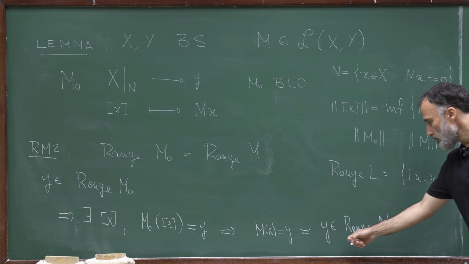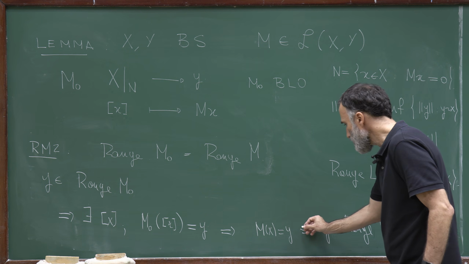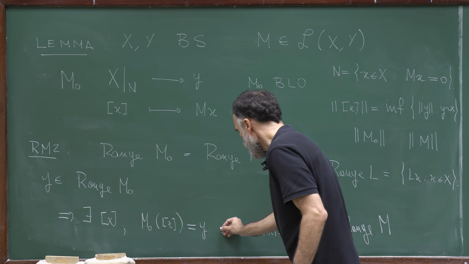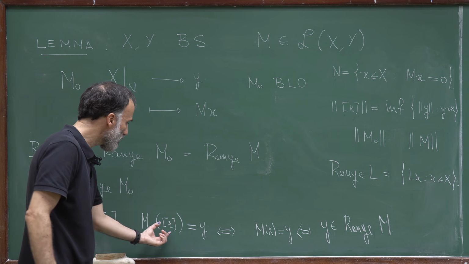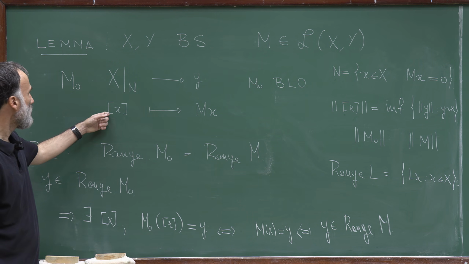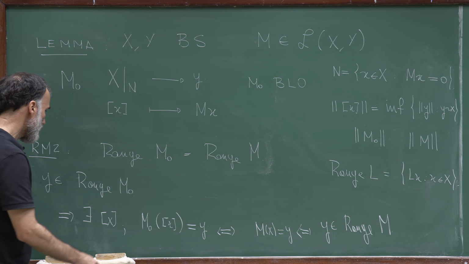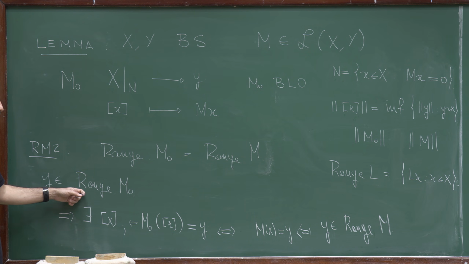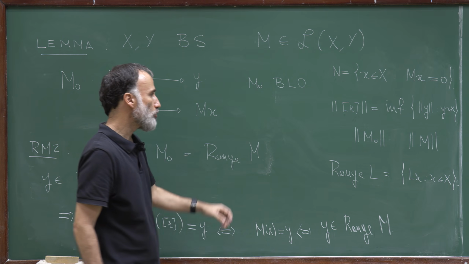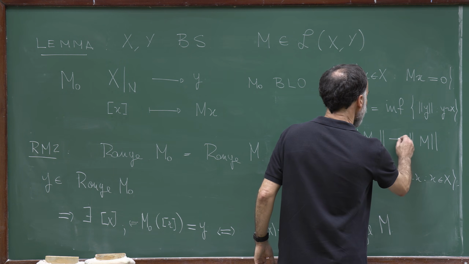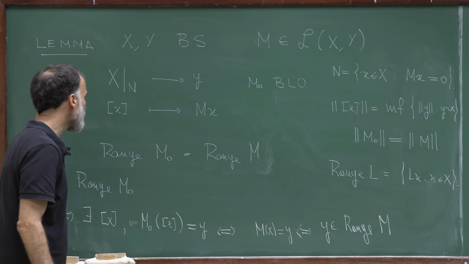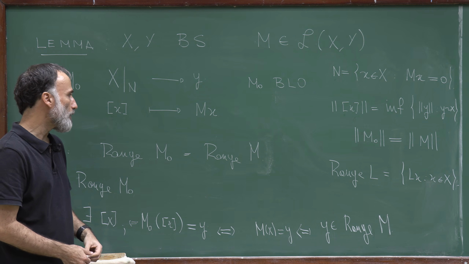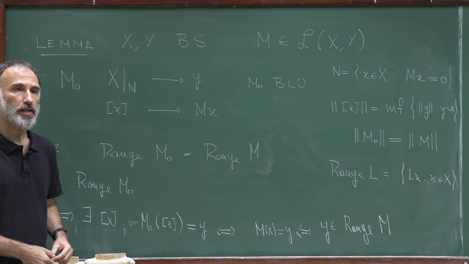And conversely, if y belongs to the range of M, this means that there exists x such that M of x is equal to y. But this means that M0 of the equivalence class of x is equal to y by definition of M0. And this means that y belongs to the range of M0. So the ranges of these two operators are equal, and the norms are also equal. And the advantage is now that M0, as we proved, is 1-to-1. And with that remark, I conclude this lecture.